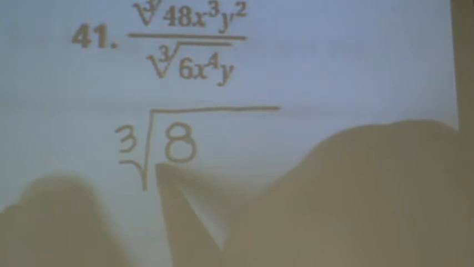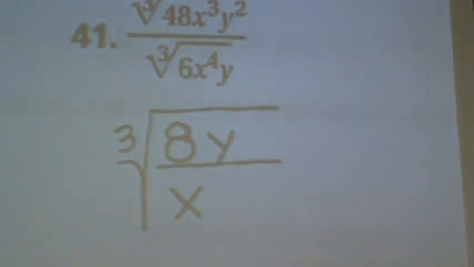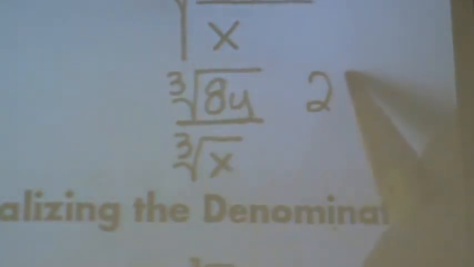Okay, next, number 41. How many times does 6 go into 48? 8. So you've got the cube root of 8 on top, and on the bottom we've got an x. Correct? Okay, now we've got to separate these. This is where you have to do some separation. You've got the cube root of 8y over the cube root of x. Do we know what the cube root of 8 is? 2. But we don't know what the cube root of y is, so we've got to leave that.